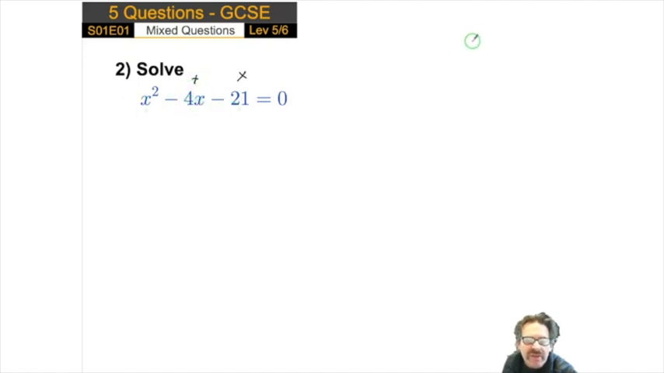So the best way of doing it, I find, is to write down all of the possible pairs that multiply to make 21. So the first one would be 1 and 21. You're always going to have that as a possibility. 2 doesn't go. 3 times 7 is 21. 4 doesn't go. 5 doesn't go. 6 doesn't go. And then we're back to 7.